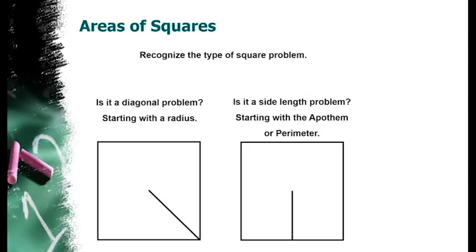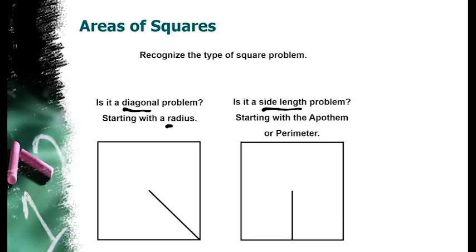So when we start looking at the area of a square, we need to recognize what type of square problem we are looking at. Are we looking at a problem that makes reference to the diagonals of the square, or are we looking at a problem that references the lengths of the sides of a square? So here we're looking at the diagonals. Here we're looking at the side lengths.